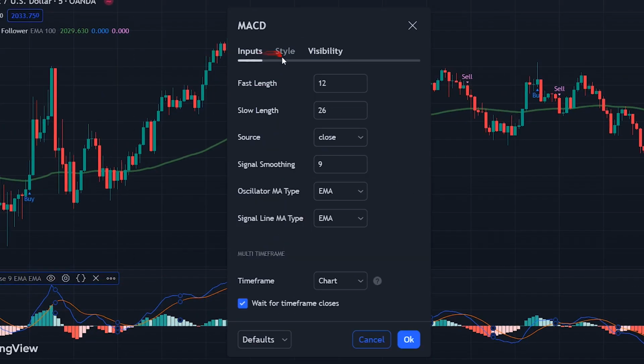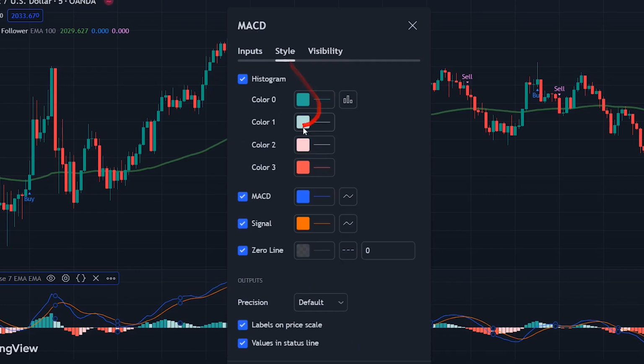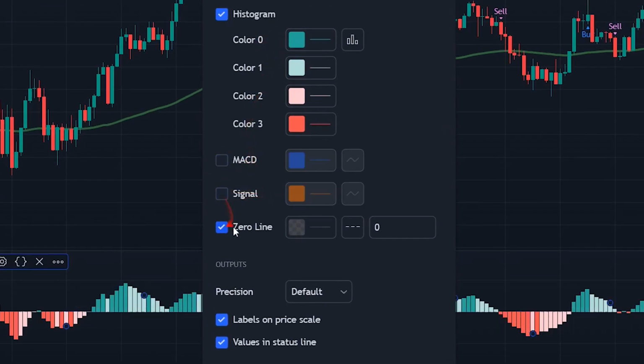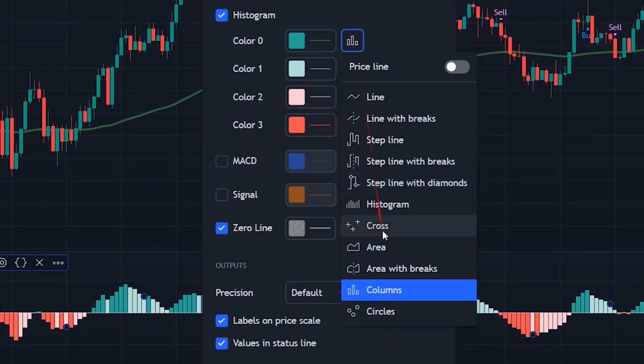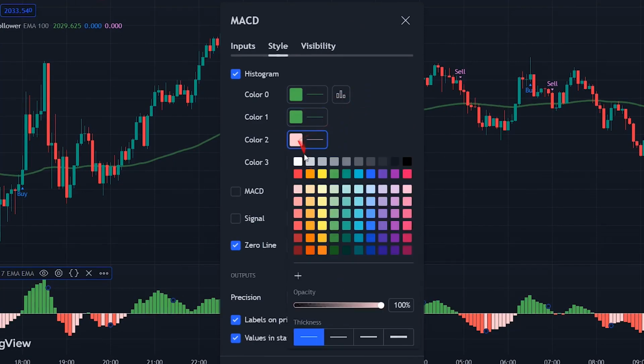In the input tab, change the fast length to 18, slow length to 30, and signal smooth to 7. In the style tab, remove MACD and signal ticks. And make sure that the histogram is in column mode and change the colors to green and red.